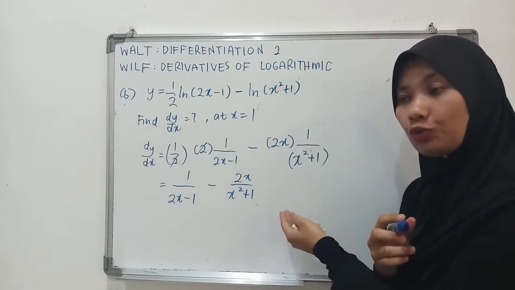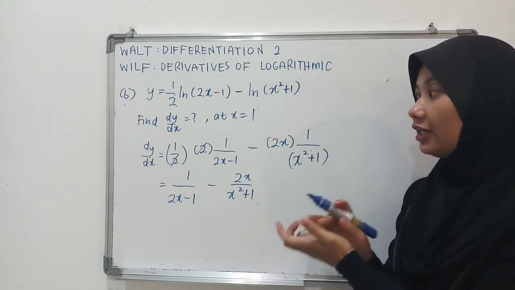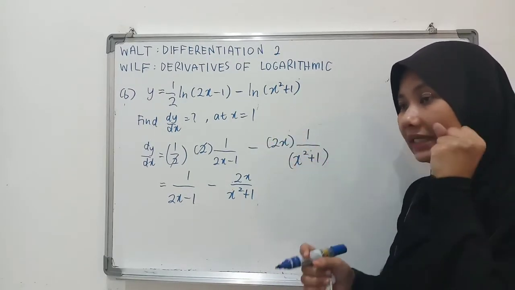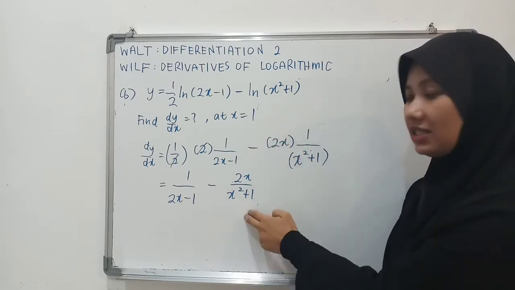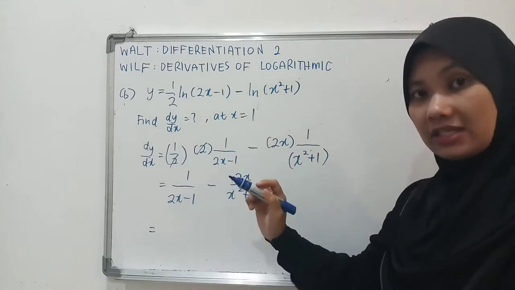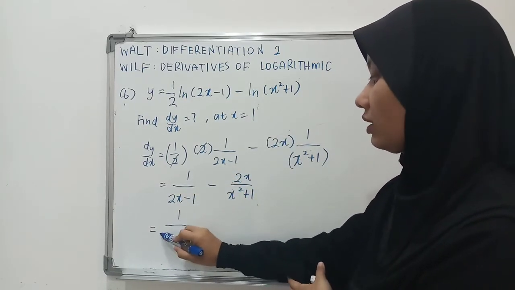Do I need to simplify my answer? No need because you were given the value of x. Substitute in. You don't have to complicate your life. So when your x equals to 1, substitute x equals to 1 into your calculation. So that is just 1 over, that 1 will give you 2.